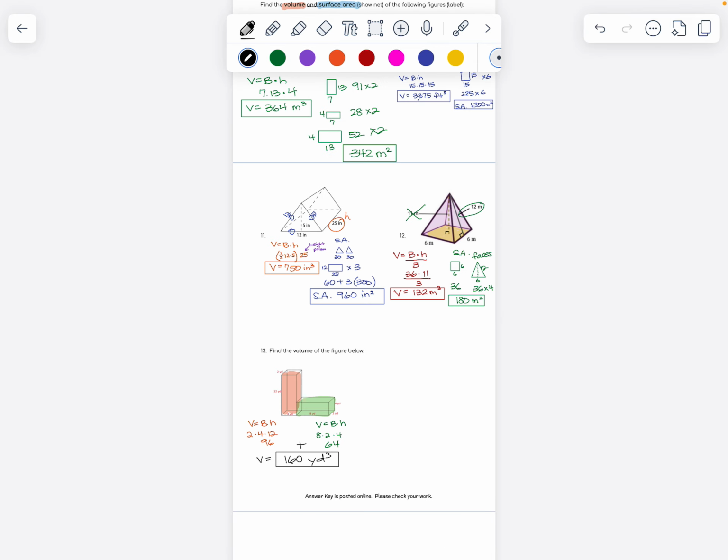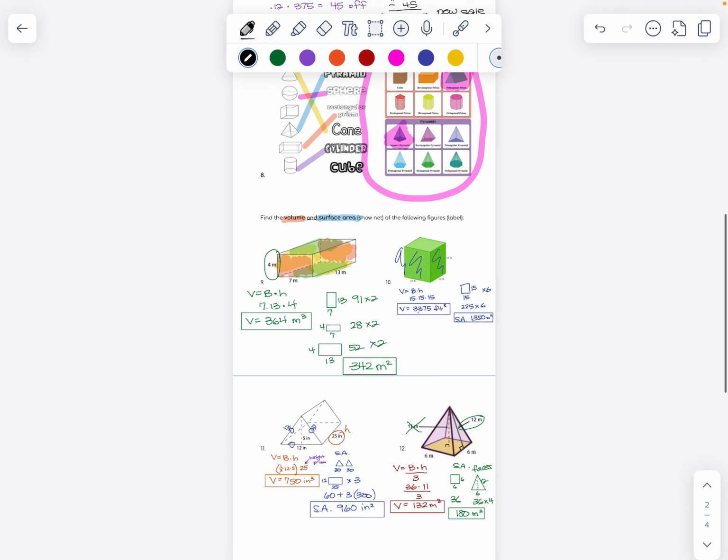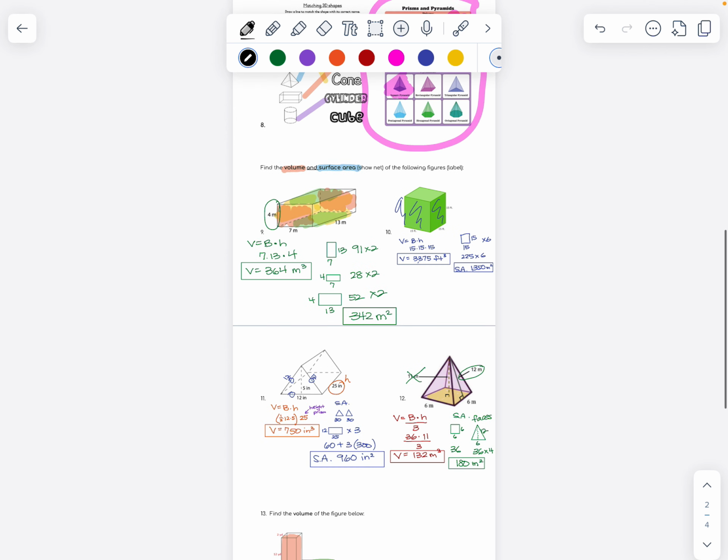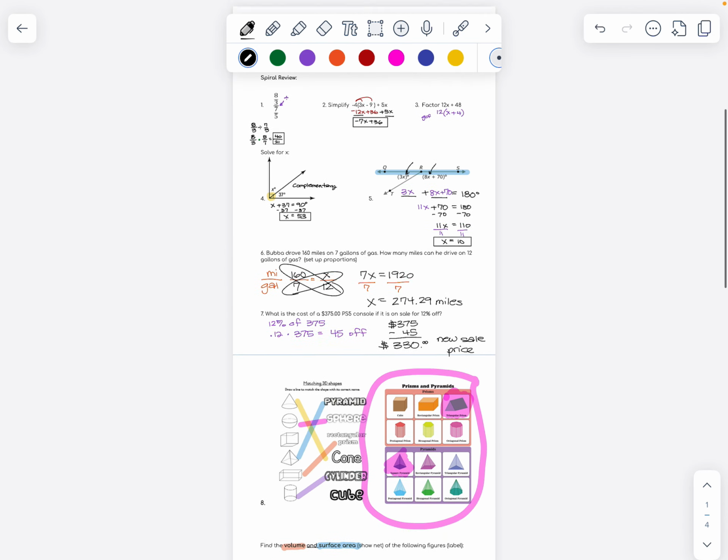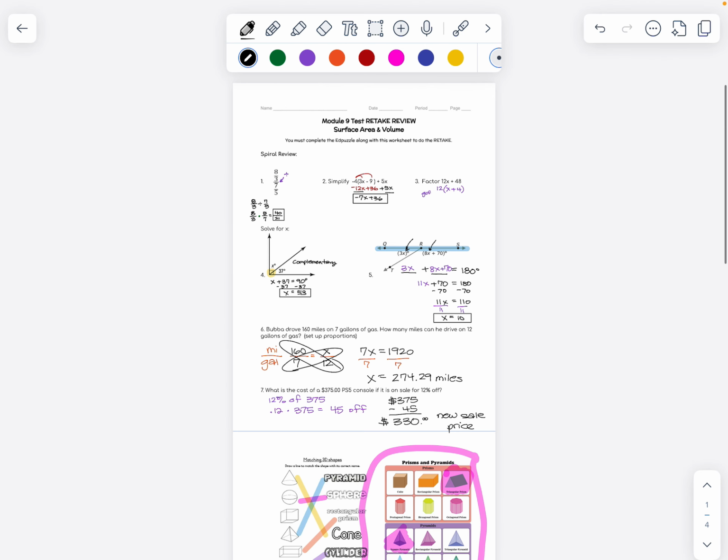Go over your old tests. See which things gave you the most trouble. I can tell you right now it was probably the 11 and 12. Number 11, people forgot the half on the triangle, and on number 12, they either mixed up the heights or forgot you needed to divide by 3. So go over those till you feel good. You can do this. Good luck.